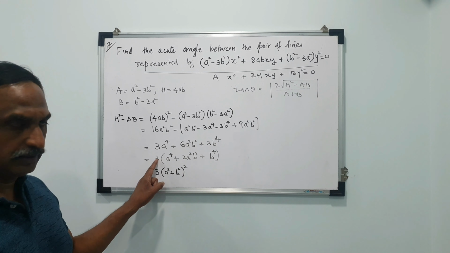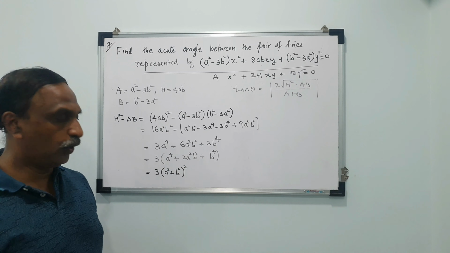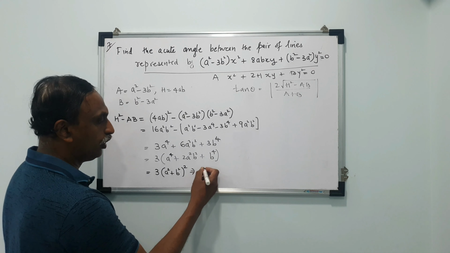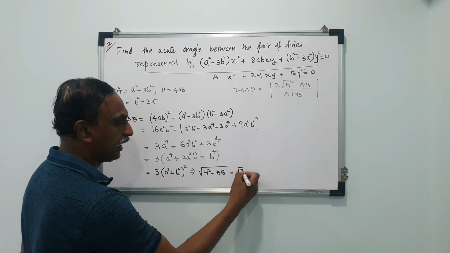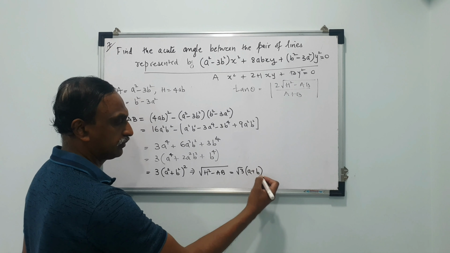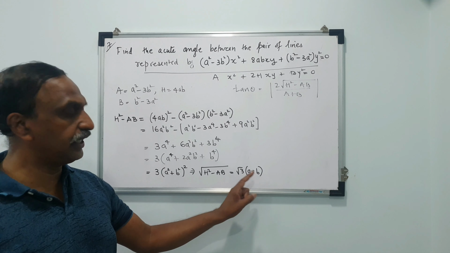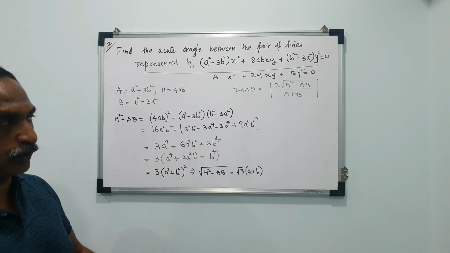3 becomes common. Now this changes to a perfect square, the expansion of a square plus b square, the whole square. So from here we can say root of h square minus ab is root 3 into a square plus b square. So you can replace root of h square minus ab by root 3 into a square plus b square. So this is the most important expansion here. You have to be very careful.